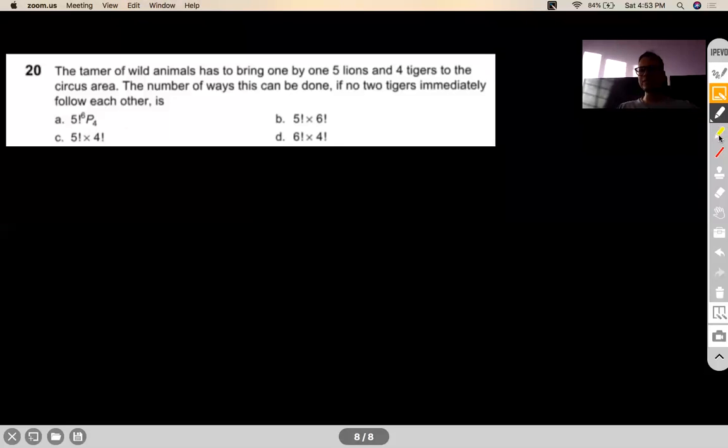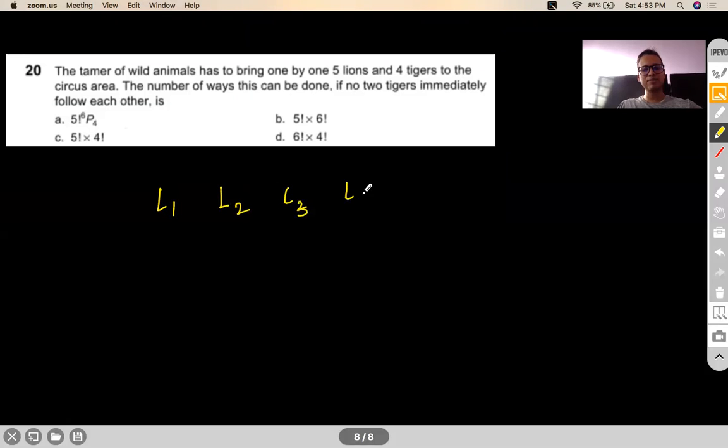See, this is what we call gap theory, gap method. Let us call these 5 lions L1, L2, L3, L4, L5. If you don't want any 2 tigers to follow each other, the way they should be brought is where they could be placed in these cross marks gap. For example, if a tiger comes over here, then the next tiger can come only in the places shown by the cross mark. So it can come here, here, here, here, here, here.